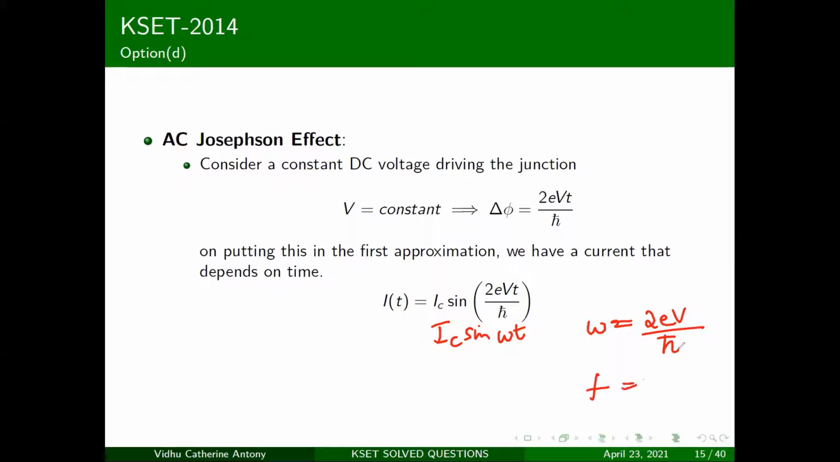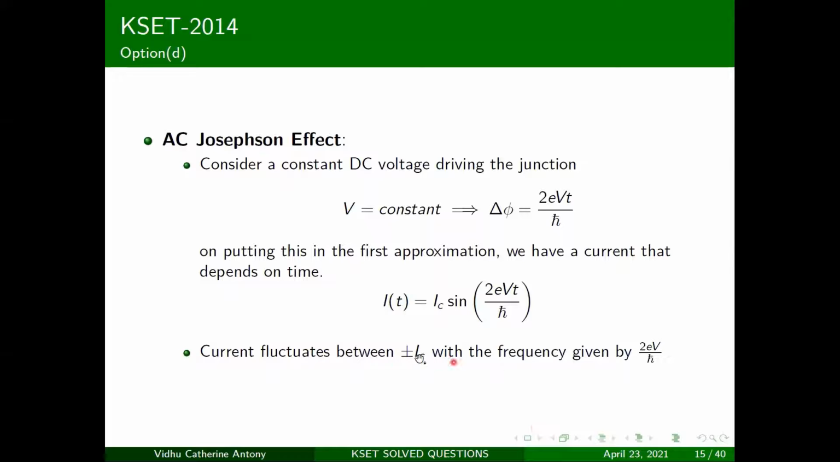That means f is equal to what? h cross is basically h by 2 pi, and omega is equal to 2 pi f. So f is equal to 2eV divided by h. So the current basically fluctuates between plus Ic and minus Ic with the frequency given by 2eV divided by h.